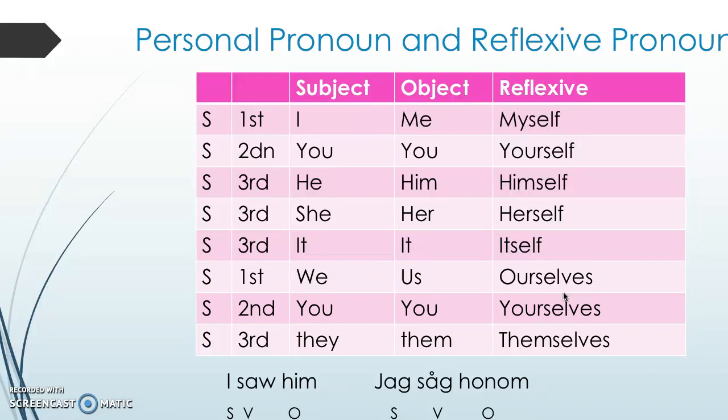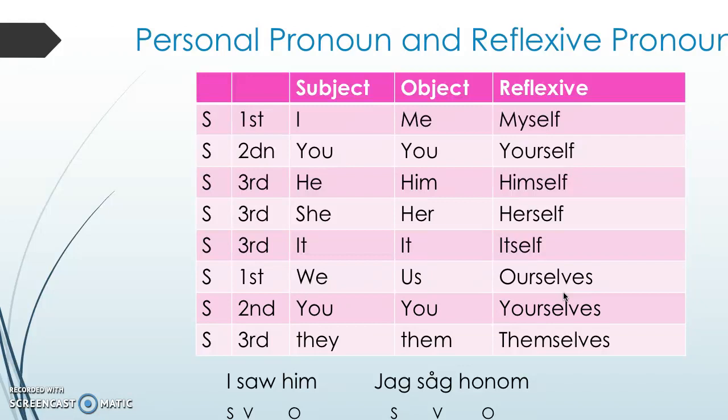We use the subject when we put it in the beginning of the sentence, like I saw him. And we use the object at the end of the sentence. We come to this later when we're talking about word order. But I saw him, so we need to use the object for the end of the sentence. Like in Swedish, jag såg honom. I know we say jag såg han sometimes up here, but we say jag såg honom. That's the rule for grammar.